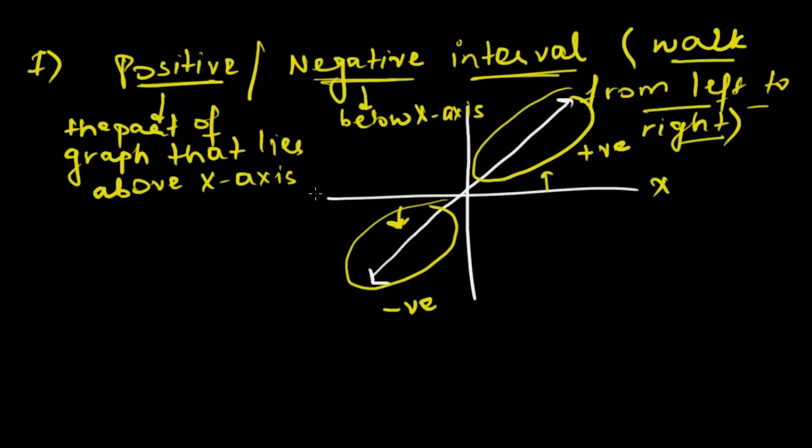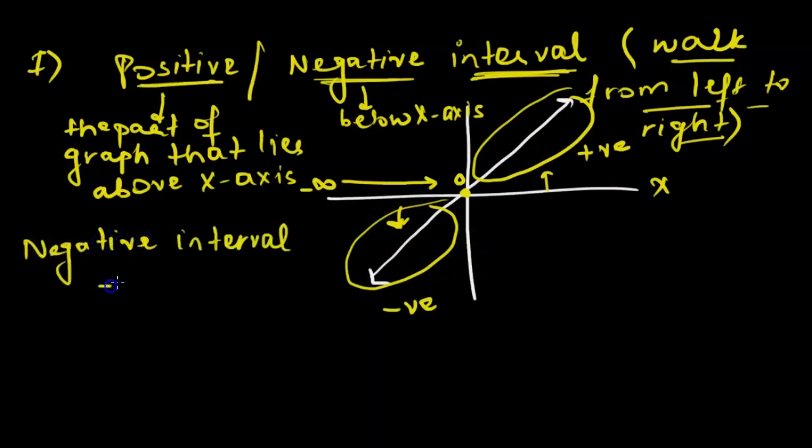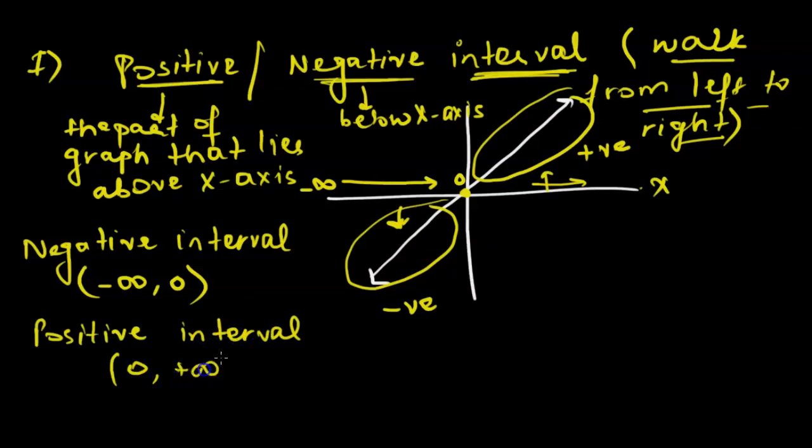So we would notice, and because this is an interval, we have to only mention the x values from negative infinity. When we are walking on the x-axis and we reach 0, we notice that the graph is always under the x-axis. Therefore, we have a negative interval on this graph from negative infinity to 0. And from 0 to positive infinity, this graph is always positive. So we write the positive interval is from 0 to positive infinity.